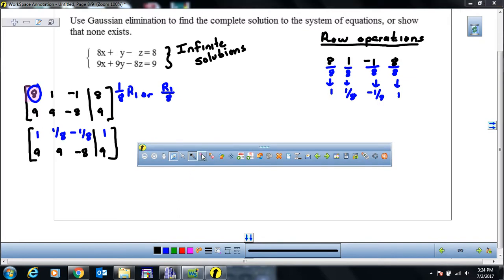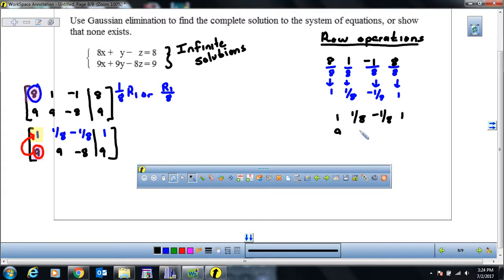So, after making the top number a 1, the second step in the process is that we need to make the ones below zeros. But there's only one of them, right? So to make the 9 a 0, we need to use the process of addition by adding it to the equation that we made into a 1. So we're going to add the first and the second equation. 1, 1/8, -1/8, and 1 is going to be added to 9, 9, -8, and 9.